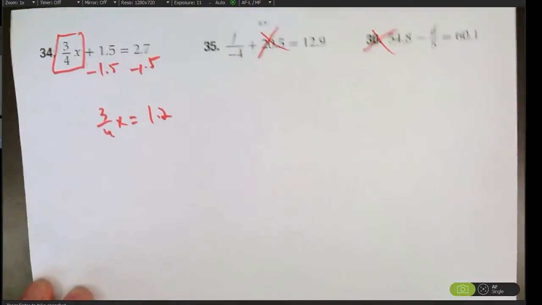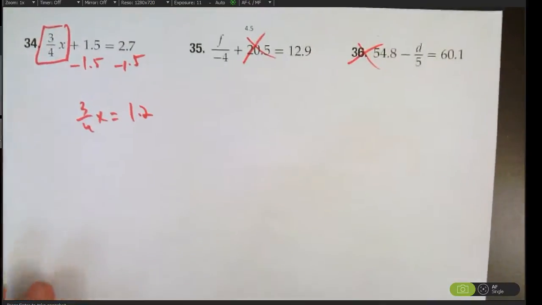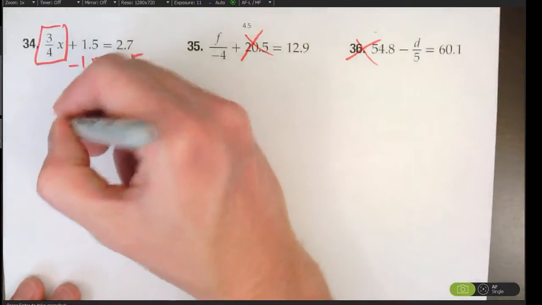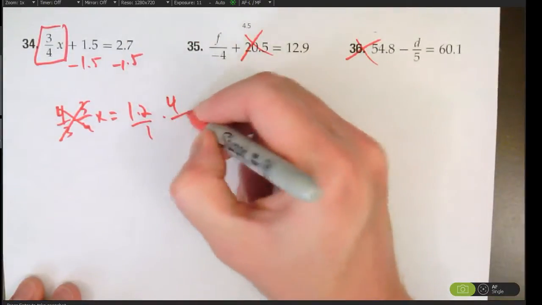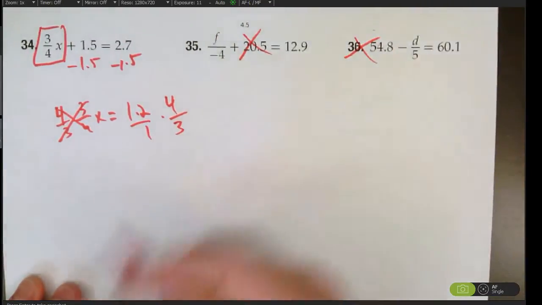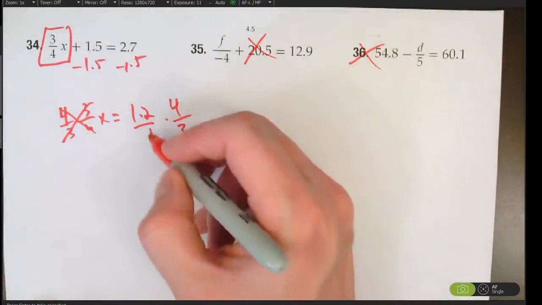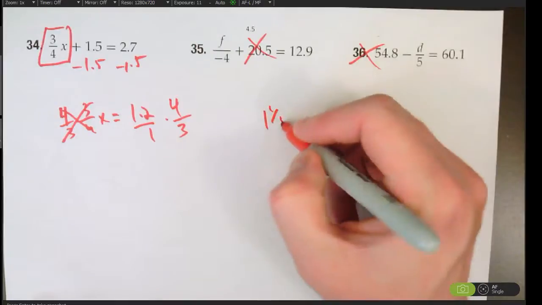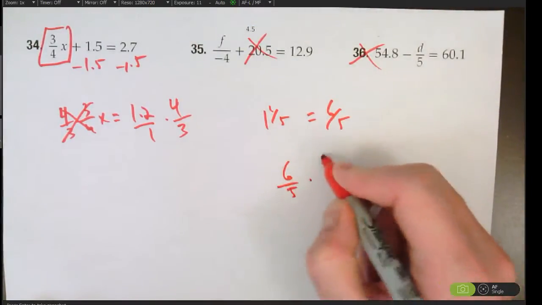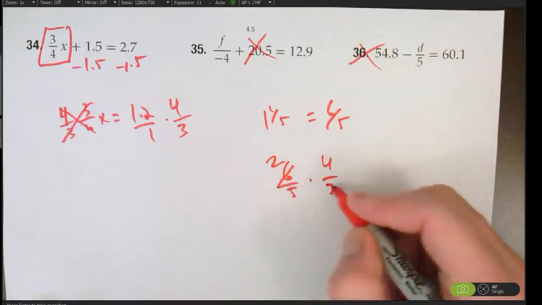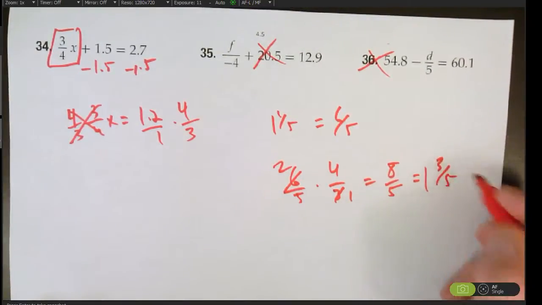Now here's what makes this so difficult. I've got to get rid of a 3/4 x. And we talked about this in section 4.4. To do that, you multiply by the reciprocal. The problem with this is I've got 1.2 over 1 times 4/3. Well, I can either make this a fraction, which is 1 1/5, which ends up being then 6/5, which is easy to do then. 6/5 times 4/3, 2, 1. This becomes then 8 over 5, which is 1 3/5.